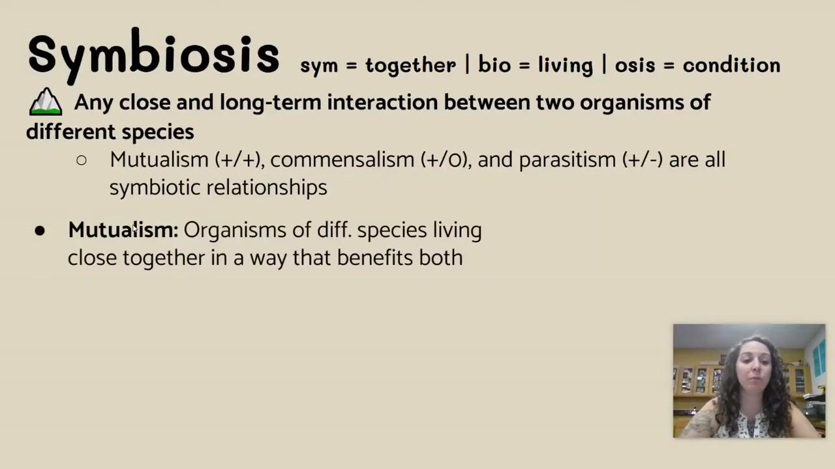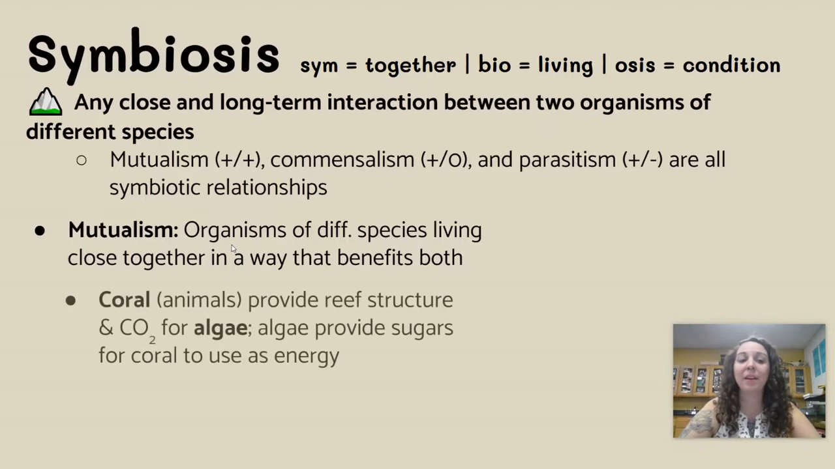So when we have mutualism, we've got different species living close together in a way that's going to benefit them both. So like I was talking about before, with our coral and our algae in the coral reef, that coral is going to provide first a habitat, and it's also going to provide carbon dioxide for the algae, which they need to go through photosynthesis. And then the algae through photosynthesis is going to create sugars that the coral can then use as energy. So they're both benefiting from this relationship.